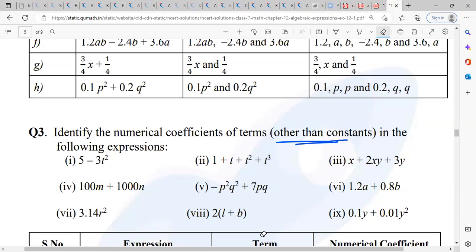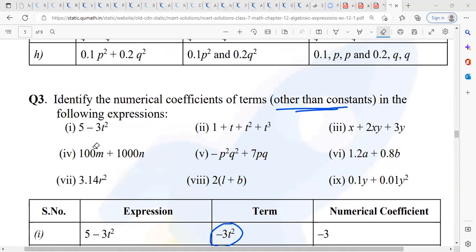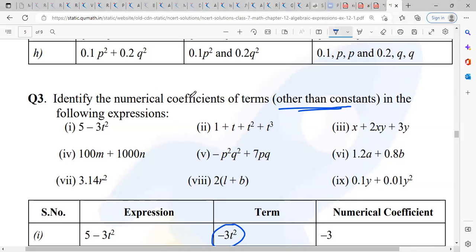Ma'am, done. Okay. So let's just check. You were not getting the fourth one, right? Yes, ma'am. Why? It's very easy. You have to find the numerical coefficient.